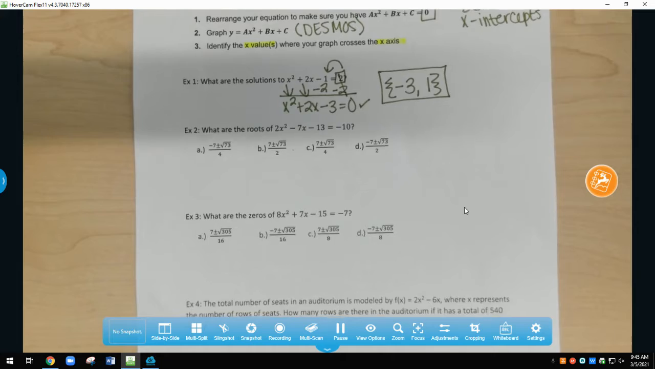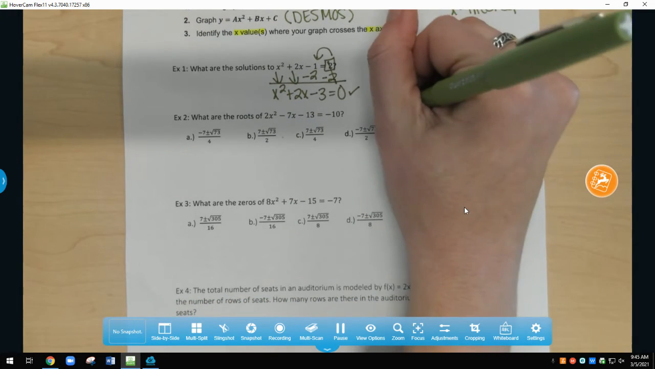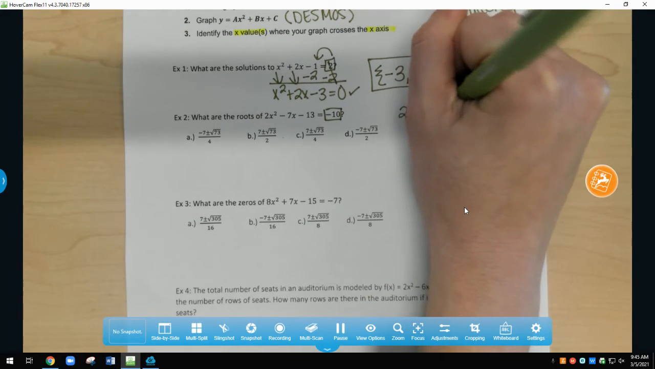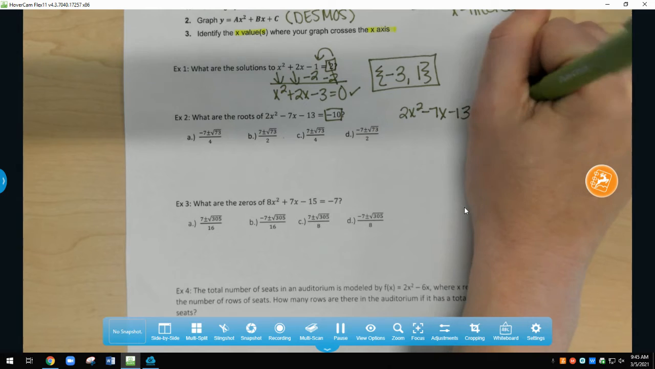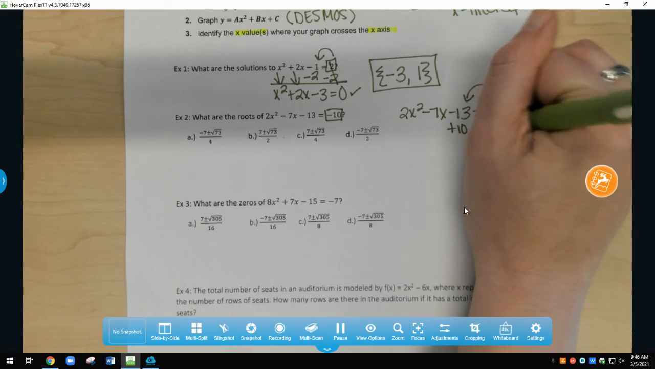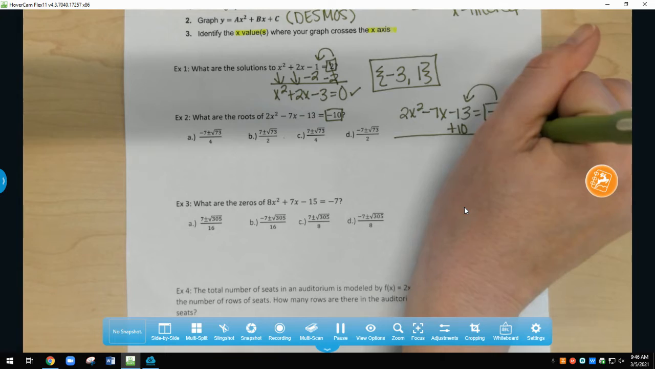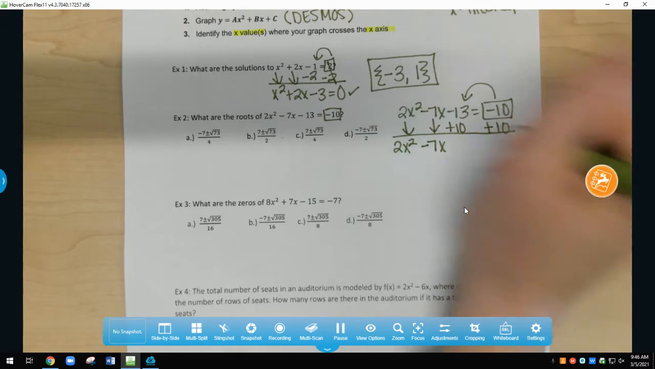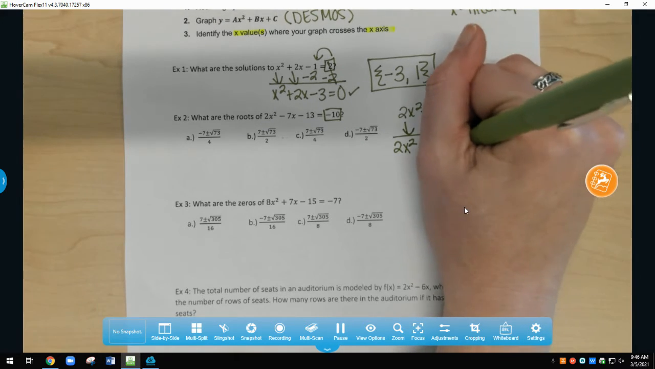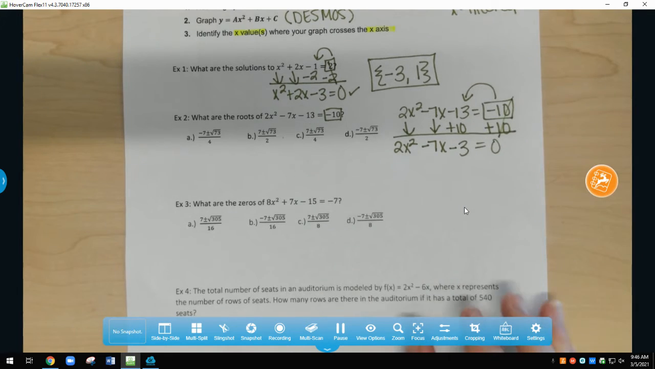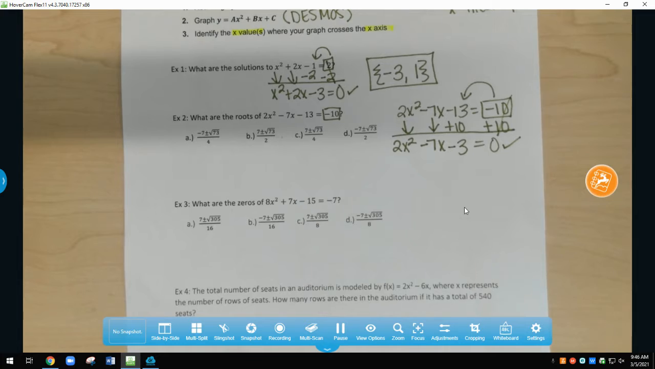Okay. All right, on example 2, I'm going to rewrite the equation over here so I have more room. I'm going to box the one by itself because that tells me it needs to move. So I'm going to move the minus 10. I'm going to put it over here with the negative 13, and I'm going to add. So I'm bringing down the 2x squared, bringing down the negative 7x. Negative 13 plus 10 is going to give me a negative 3. Negative 10 plus 10 cancels, so I have 0. Now this is ready to put into Desmos.